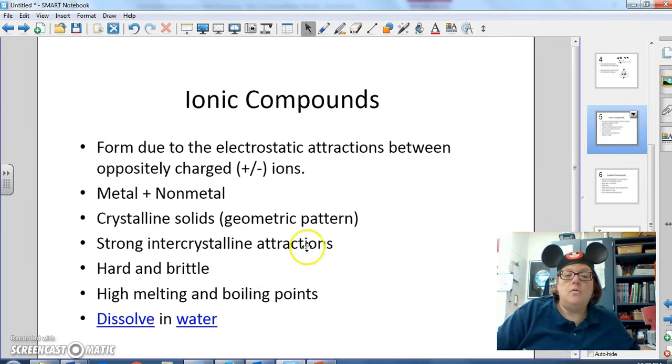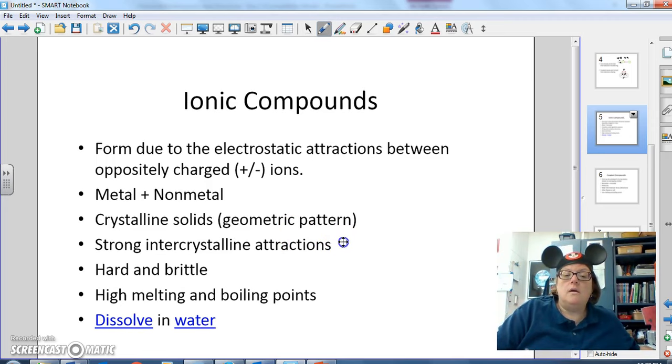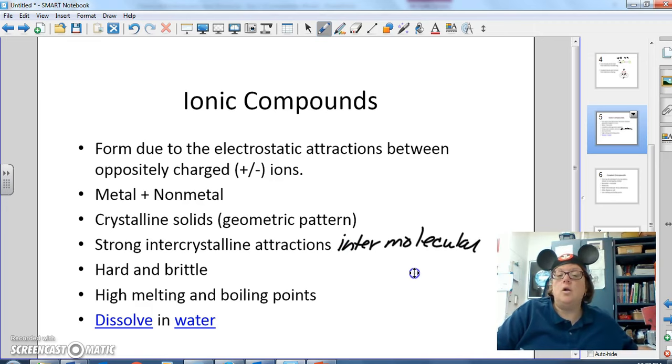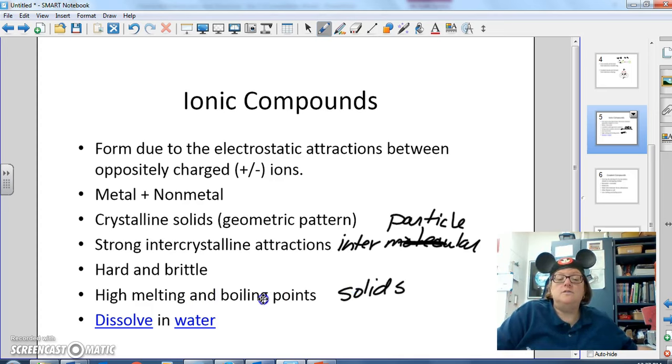Here's a new vocab word: intermolecular, between molecules. Only it's not intermolecular here. In this case, it's interparticle, between the ions, or interion. It's a strong intercrystalline attraction. Ionic compounds are hard and brittle. They have high melting points and boiling points, so they're going to be solids. And they dissolve in water.